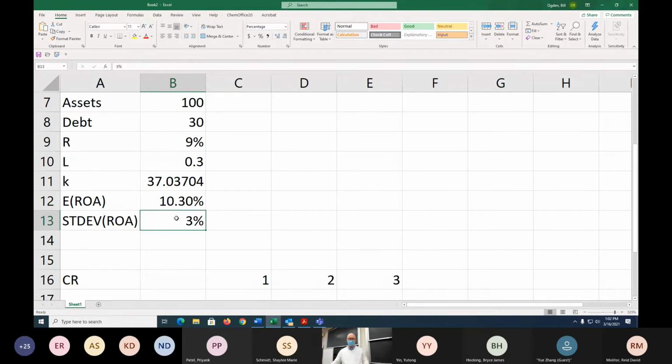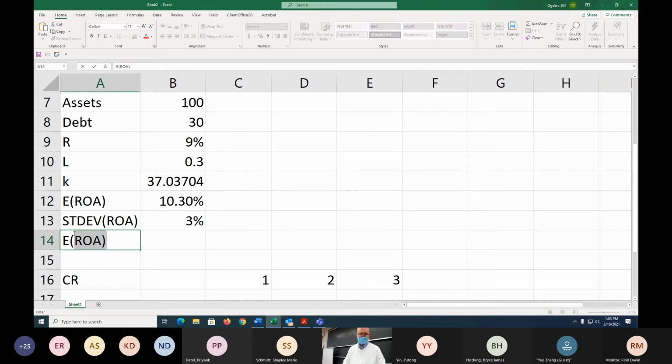Well, let's do one more thing here. Let's do our expected coverage ratio. You do that for me. How many times does this company expect to cover? Give me a few seconds to do that.